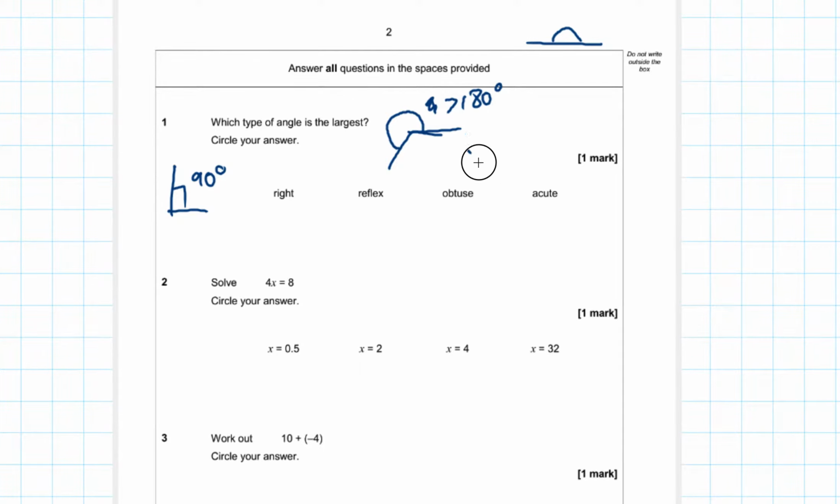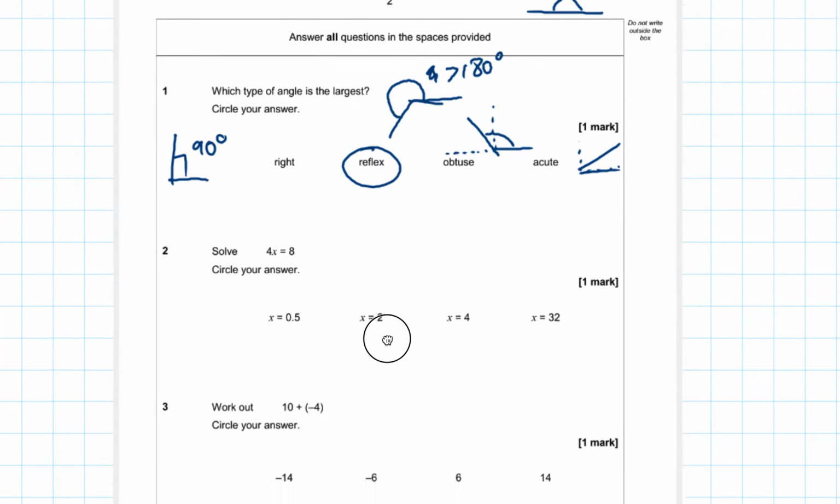An obtuse angle is an angle that is greater than 90 degrees but less than 180. So somewhere between these two lines here. And an acute angle is an angle that is less than 90 degrees. So the biggest angle is obviously the angle that is greater than 180, and that is a reflex angle.